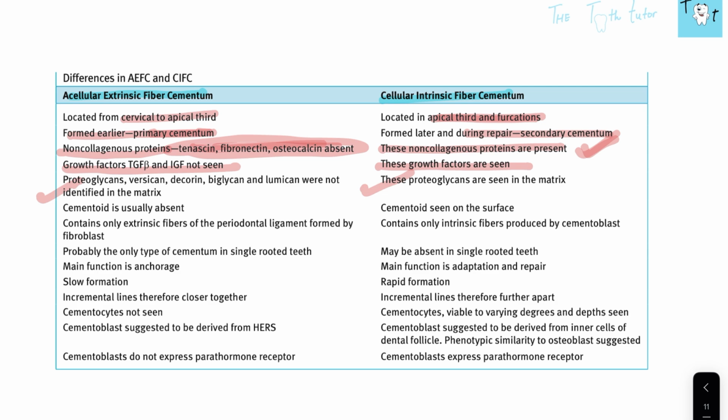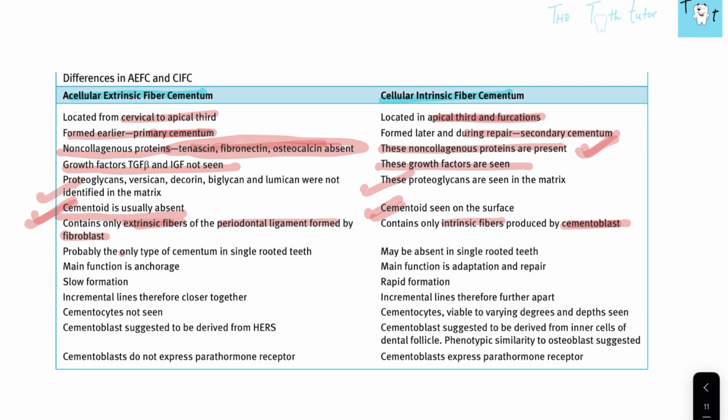Now coming to the cementoid. Cementoid is unmineralized cementum, so it is absent in acellular cementum, but in the cellular cementum you can see some cementoid on the surface. Acellular contains only extrinsic fibers, cellular contains intrinsic fibers, right? Extrinsic fibers are from the periodontal ligament, and they are formed by fibroblasts. Intrinsic fibers are produced by cementoblasts.